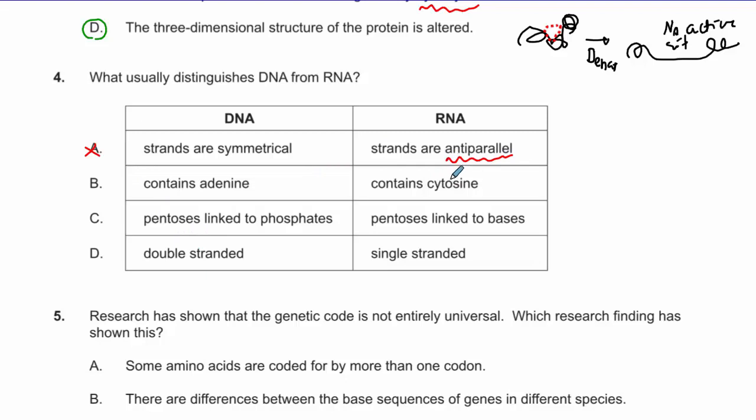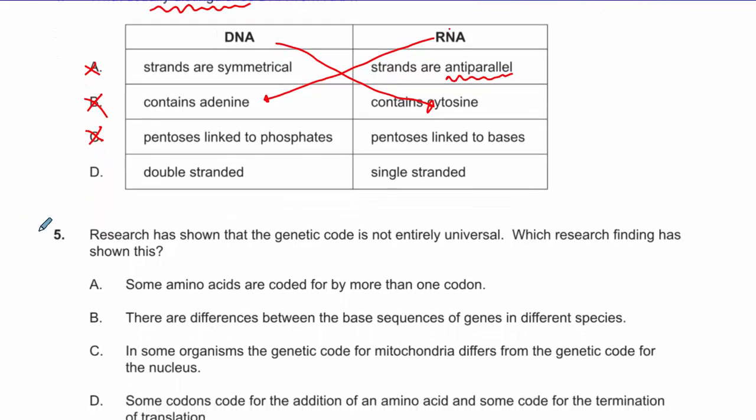B. Contains adenine, contains cytosine. And yes, DNA does contain adenine, and RNA contains cytosine, but the vice versa is also true. So DNA also contains cytosine, and RNA also contains adenine. So it's not a good way to distinguish them. If you had said thymine, uracil, on the other hand, you could distinguish them, because RNA has uracil and DNA has thymine only. C. Pentoses linked to phosphates, this is the basic structure of DNA and RNA, so it's not good to use to distinguish them.